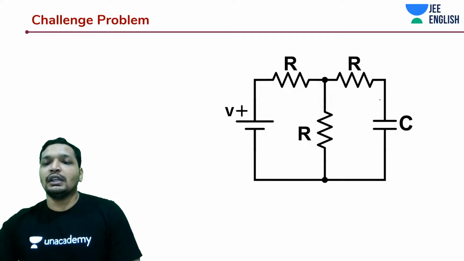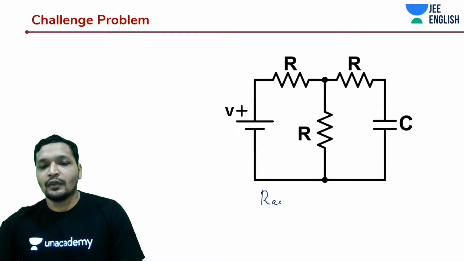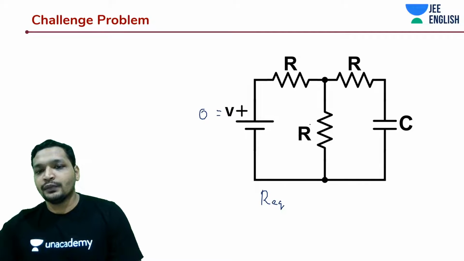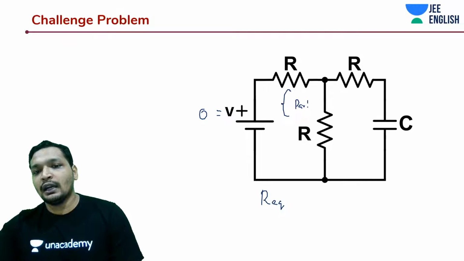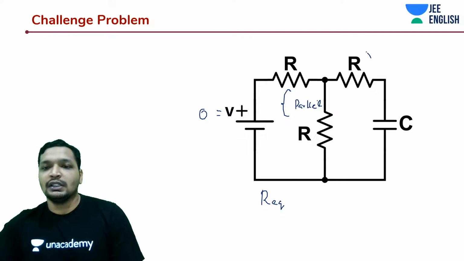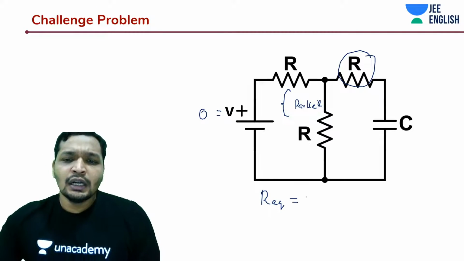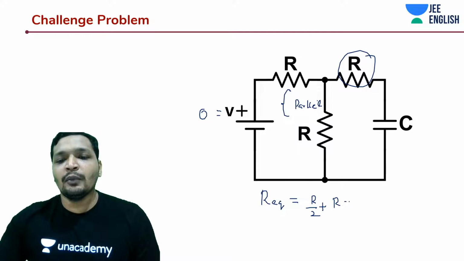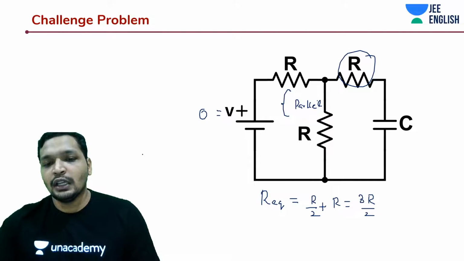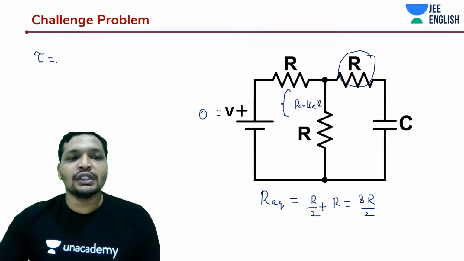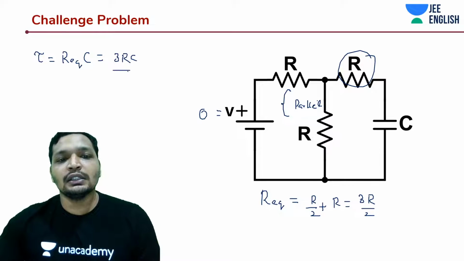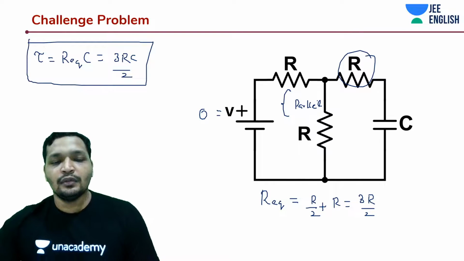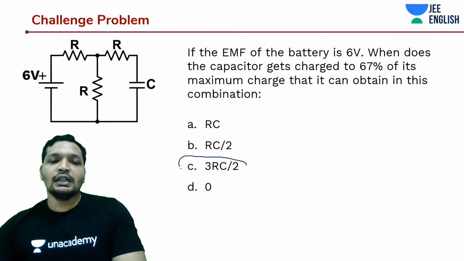What is the equivalent resistance in this case? I'm going to short this, I'm going to say this is equal to 0. That means this is R by 2, R plus R and R in parallel. So these both are in parallel, and this parallel combination is in series with this R. So that is going to be R by 2 plus R. How much is that? 3R by 2. If R equivalent is 3R by 2, what is tau? Tau is equal to R equivalent C, so that is 3RC by 2, right? That is 3RC by 2.